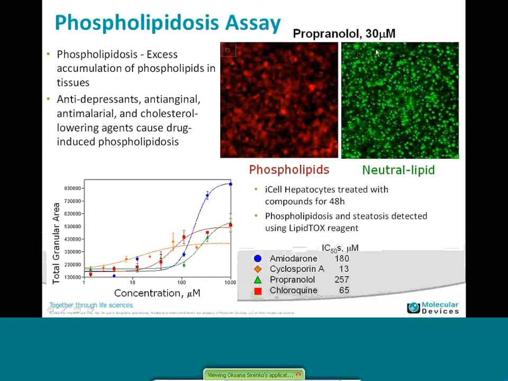In this example, you can see cells treated with propranolol for 48 hours, which resulted in marked increase of phospholipids as well as neutral lipids in a cell. So you can quantitate those changes and visualize those by using LipidTOX reagent. So we have identified IC50s for a number of compounds using granularity module analysis.